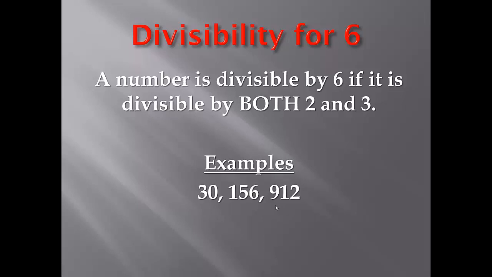And our last example is 912. 912 ends in a 2. So it is divisible by 2 because the rule is that it ends in a 0, 2, 4, 6, or 8. And we have a 2 at the end. And our rule for 3 is that we add up our digits. 9 plus 1 is 10, plus 2 is 12. 12 can be divided by 3, so we know that 3 works for 912. Since 2 and 3 both work, we know that this number is also divisible by 6.